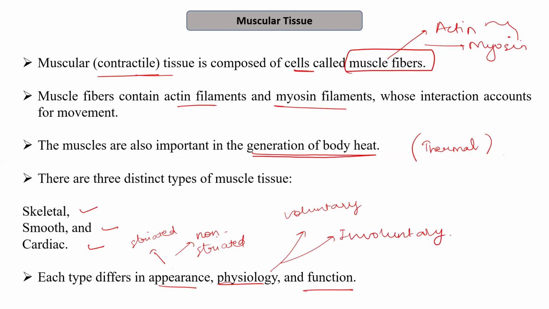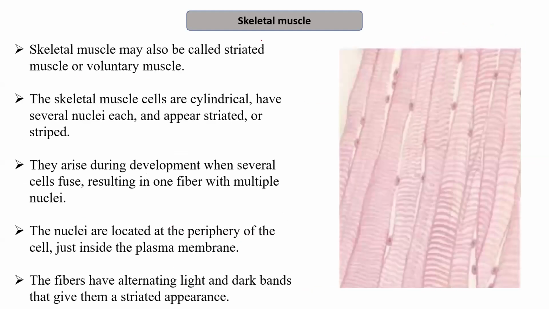So starting with the skeletal muscles, as the name suggests, they must be associated with the skeletal system, right? Skeletal muscles may also be called striated muscles or voluntary muscles. This is very important. We remember skeletal muscles are also known as striated muscles or voluntary muscles. We will see why they are named so.